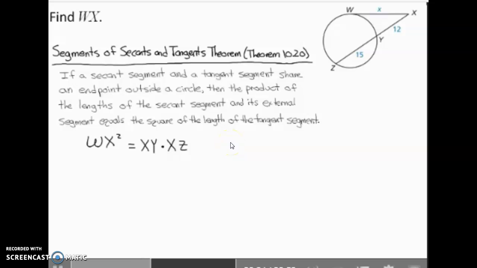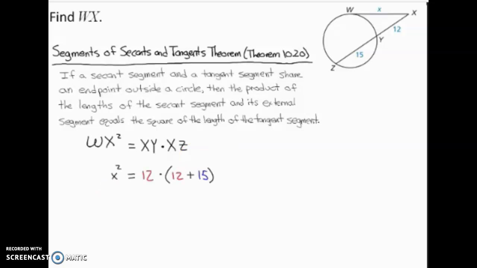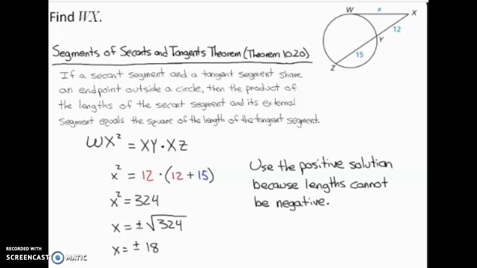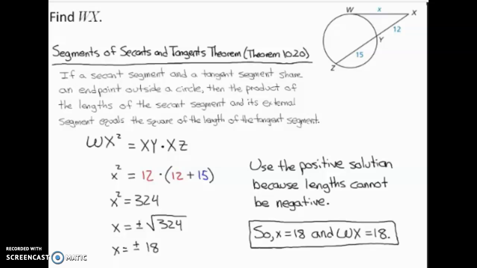Because WX equals x, XY equals 12, and XZ equals 12 plus 15, x squared equals 12 times the quantity 12 plus 15, which simplifies to x squared equals 324. Taking the square root of each side gives x equals plus or minus the square root of 324, or x equals plus or minus 18. Use the positive solution because lengths cannot be negative. So x equals 18 and WX equals 18.